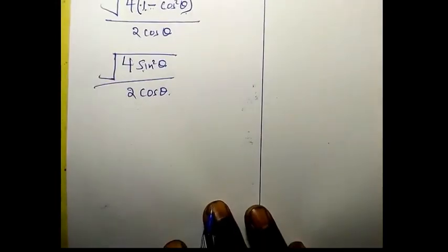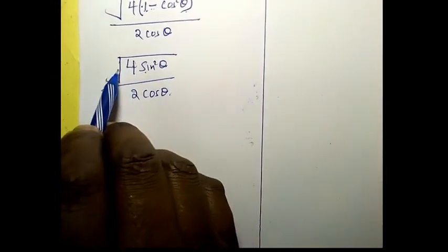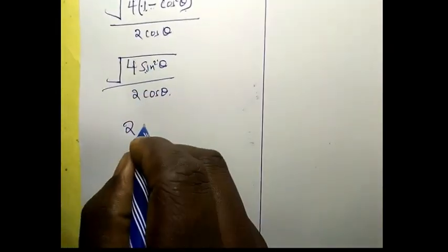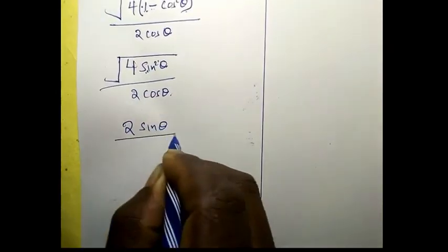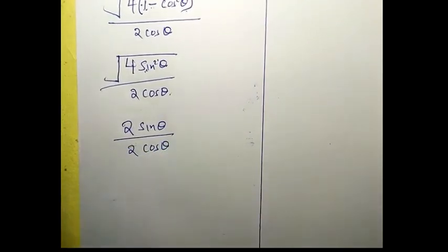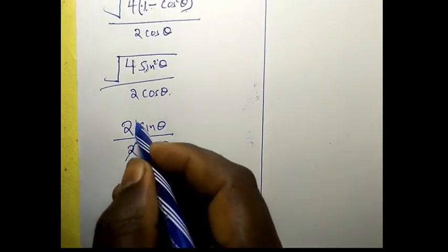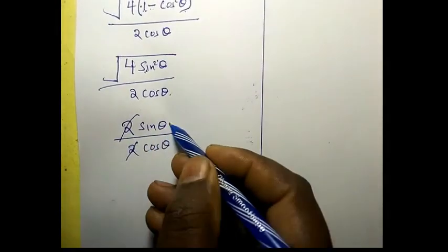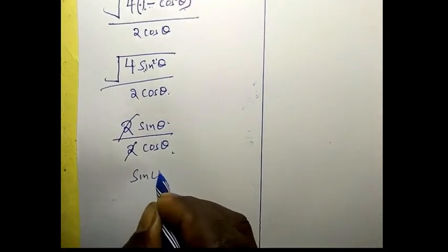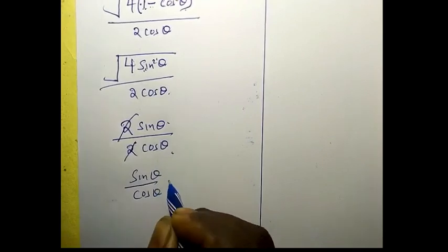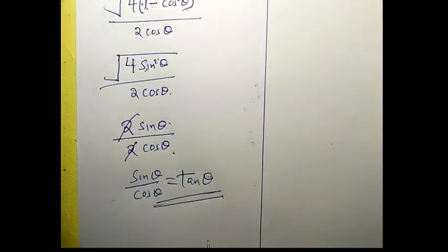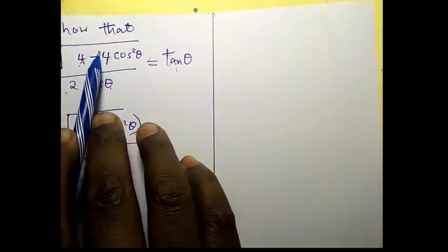Very well. The square root of 4 is 2. The square root of sine square is sine theta, divided by 2 cos theta. Very well. 2 and 2 cancel out. Sine theta over cos theta, what is that? We know that sine theta divided by cos theta is equal to tan theta. Hence, we have proved that this one is equal to this.